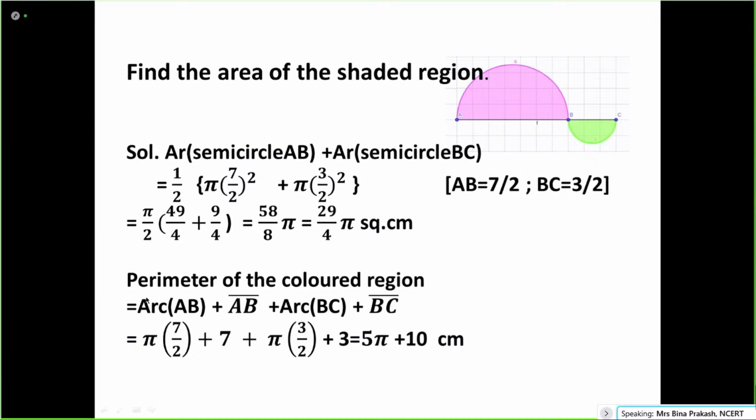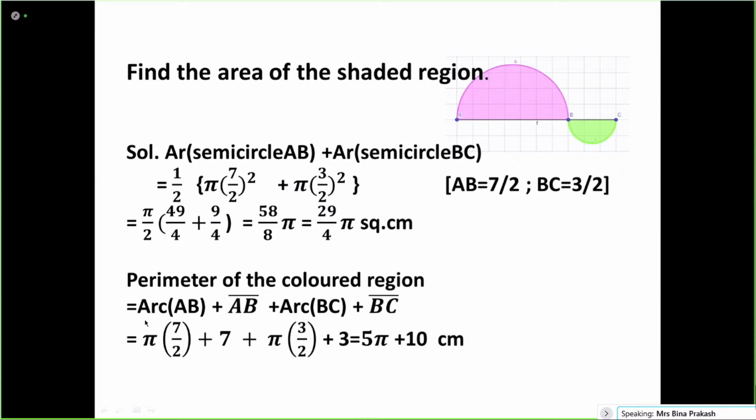Okay. Now, the next part of this is perimeter of the colored region. What is the perimeter? That is the boundary of this colored region. So, what will the boundary be? What will its boundary be? It's this semicircular arc, isn't it? Along with the diameter for this bigger semicircular region. Likewise, for this smaller semicircle also, the diameter BC and the semicircular arc. So, the two together is the boundary of the bigger semicircle. Thus, the two together is the boundary of the smaller semicircle.